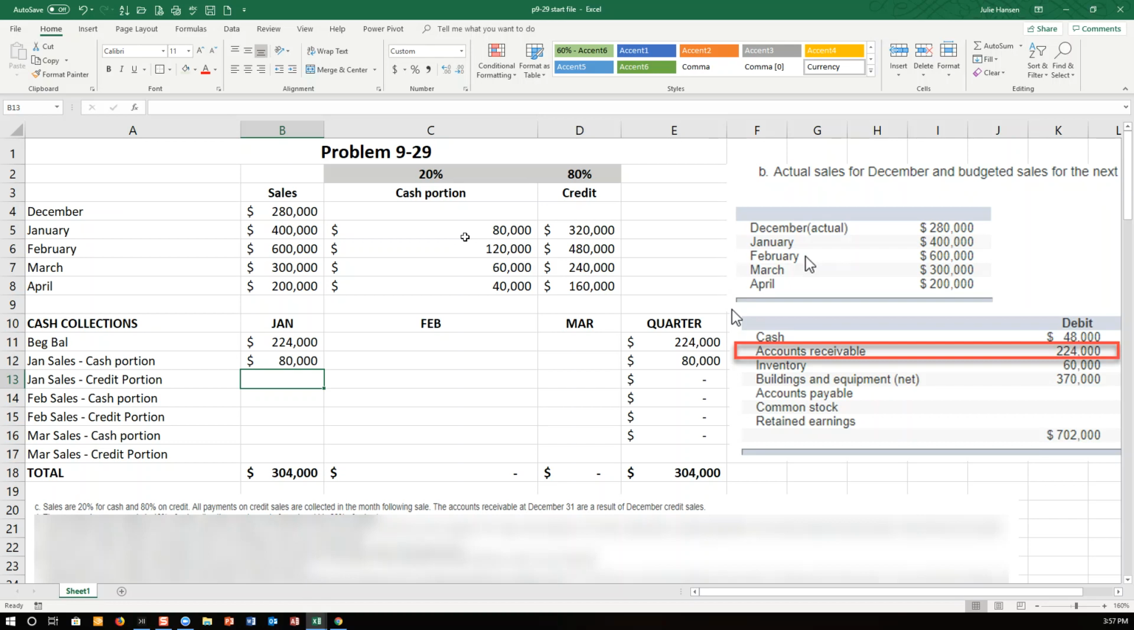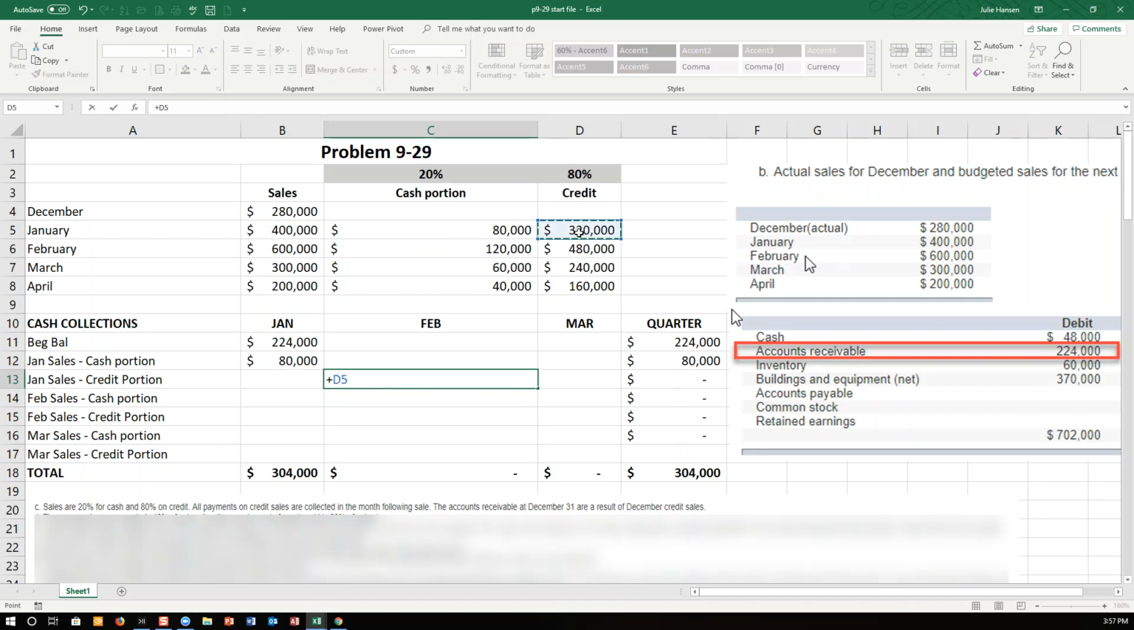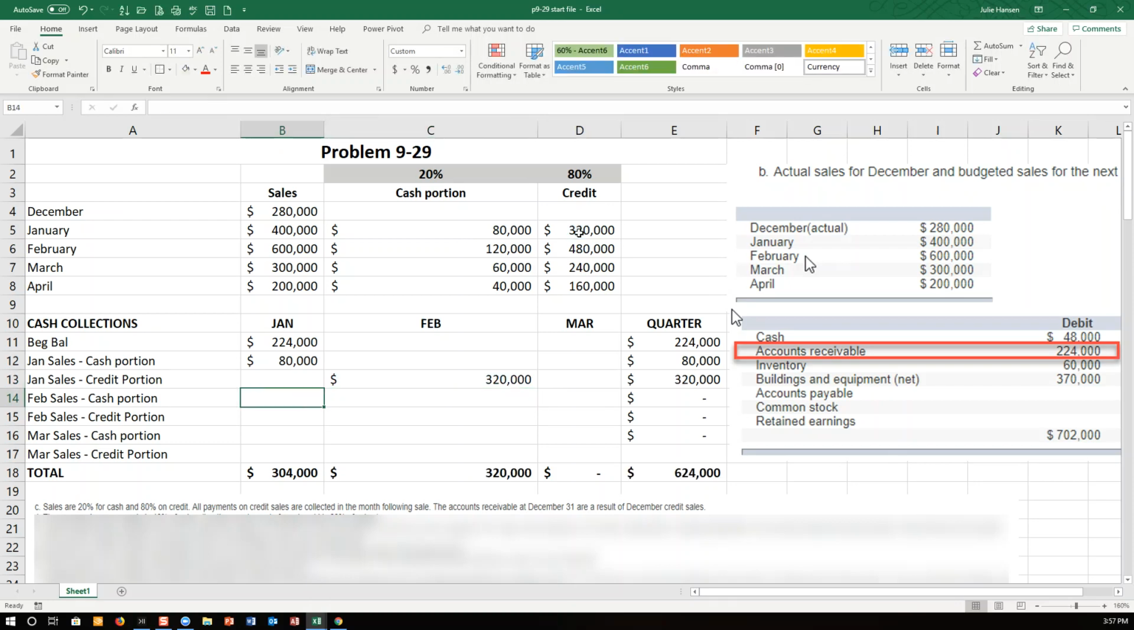How about none, right? When are we going to collect those? We're going to collect those in February. So how much of those are we going to collect in February? All of the credit sales of January are going to be collected in February. Okay, so let's look at February.